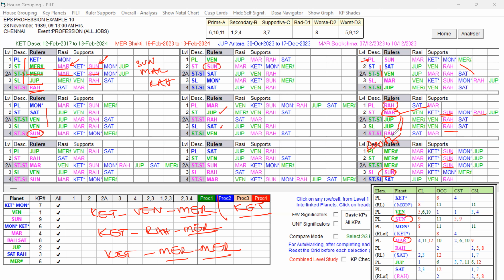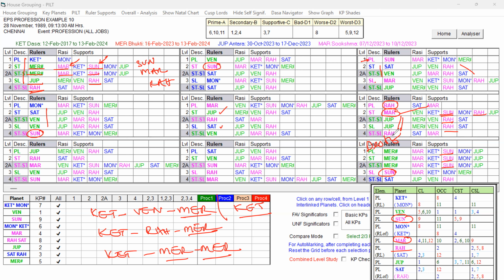Then one more thing we can see is that the native got a promotion during this period, in the Ketu Dasa. The event we have selected is only the job change, not the promotion. So we have to check the significations again and check the planets which are strong favorable key planets for promotions. So what are the significator planets for the promotions?